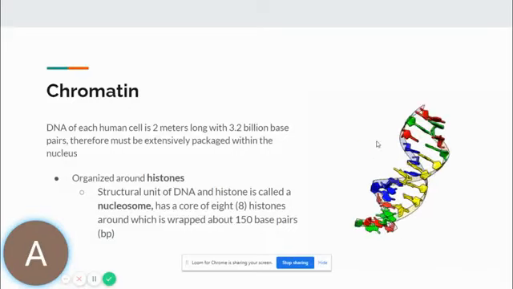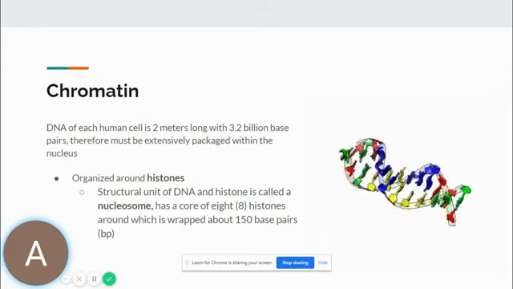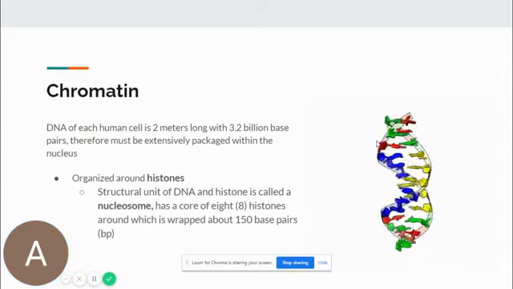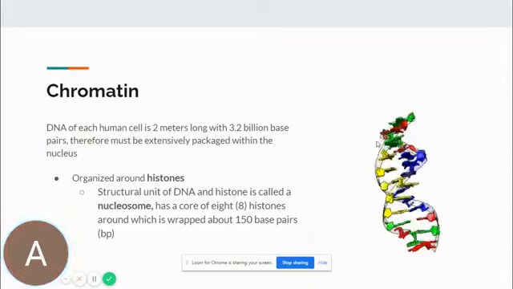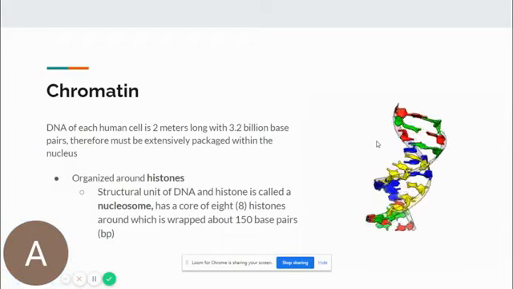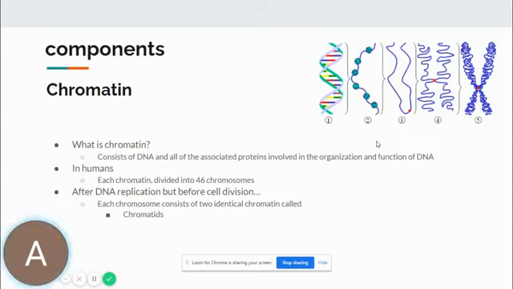And how does the cell do this, or how does the nucleus do this? It is organized around histones. Histones are structural units of the DNA, and the DNA packaged around it is called a nucleosome. So we have chromatin, which consists of DNA and all of its associated proteins involved in the organization and function. When the chromatins are packaged, they're called chromosomes. During replication of the DNA, but before cell division, each chromosome consists of two identical chromatin called chromatids.